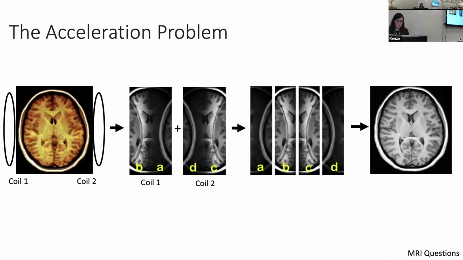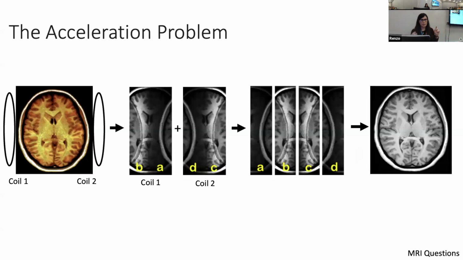Okay. So we've gone over two different things here. We've gone over the fact that there are parallel coils that we can use in order to increase our signal. And we've also gone over the fact that when we try to accelerate by skipping parts of K-space, we're actually just creating fold-over effects. Now we're going to combine those two things into how we would actually solve this problem.